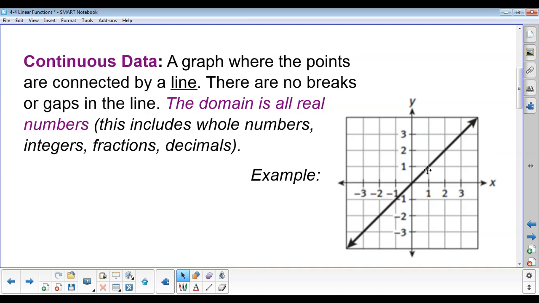It includes our whole numbers. It includes decimals. It includes fractions. It includes negatives. That's what our integers are. So continuous just means everything. Every type of number is okay.